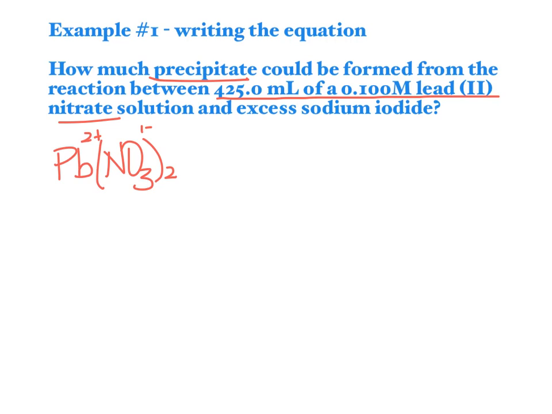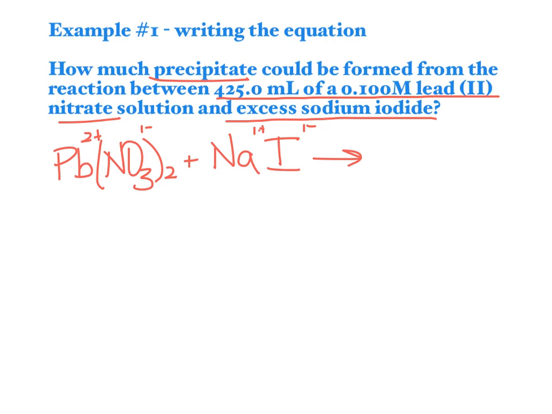My other solution is excess sodium iodide, and excess simply means I have more than enough to go around. So we've got to write our equation for sodium iodide. Sodium is Na, and it's a 1 plus. Iodide is an I by itself, and iodide's a 1 minus. And so that one's already balanced. The charge is already set. So now we know what our two reactants are. We've got a solution of lead 2 nitrate and a solution of sodium iodide.